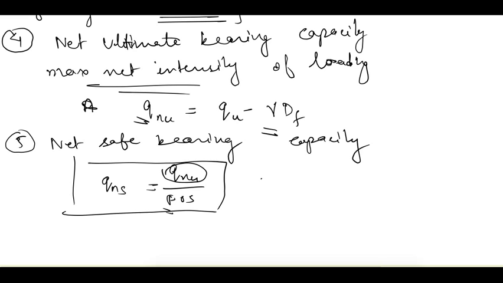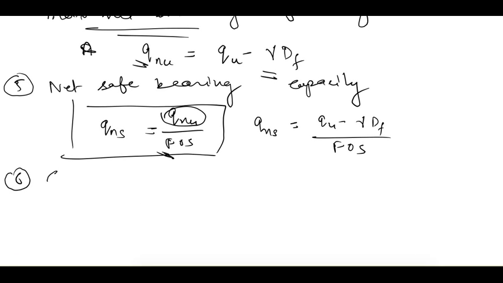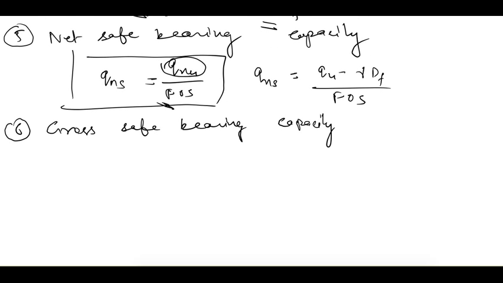So from here it is equal to Qu minus gamma Df upon factor of safety. After that, our next definition is gross safe bearing capacity. Gross safe bearing capacity is the maximum gross intensity of loading that the soil can transfer safely. So it is a gross intensity of loading, and we are talking about safety. So here the factor of safety will come, and for the gross term the overburden pressure would come.